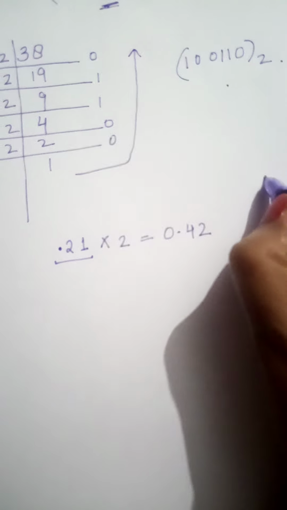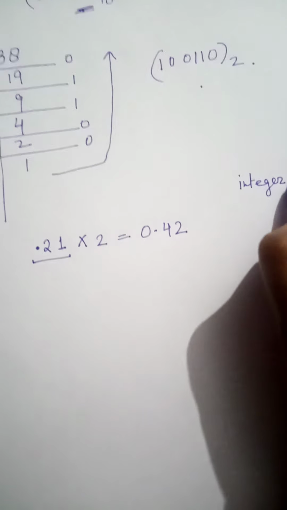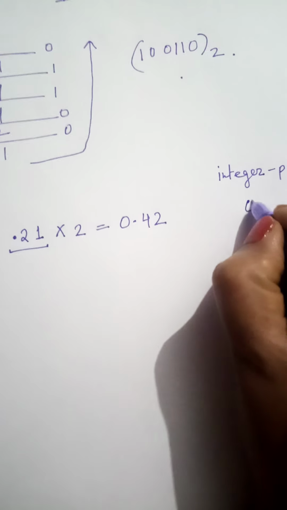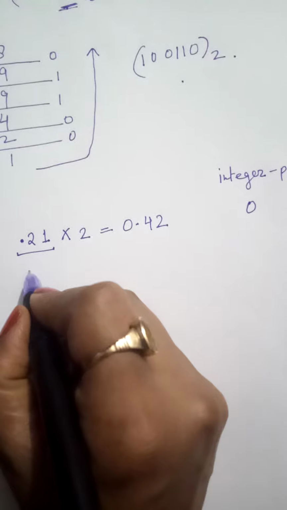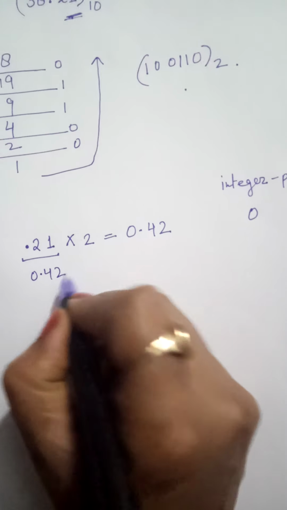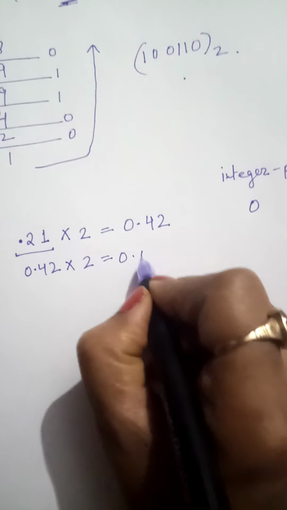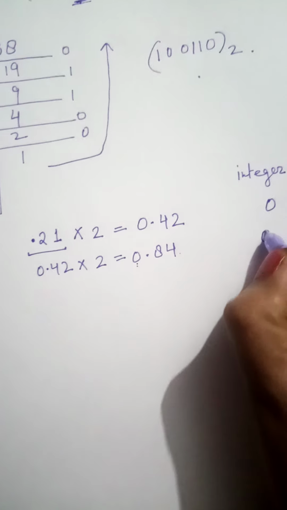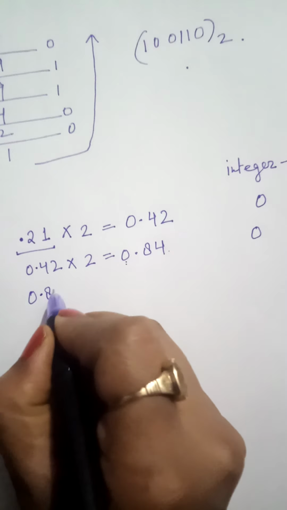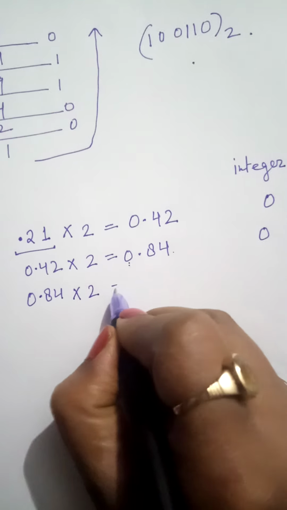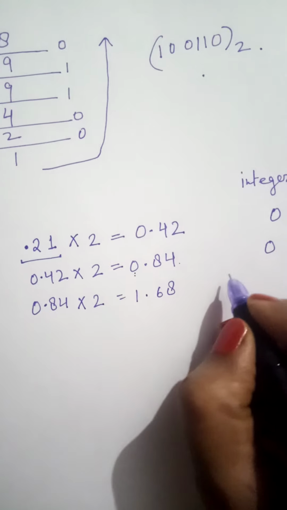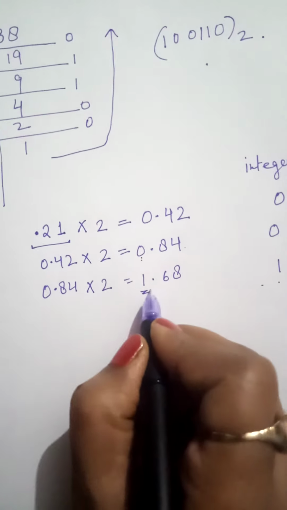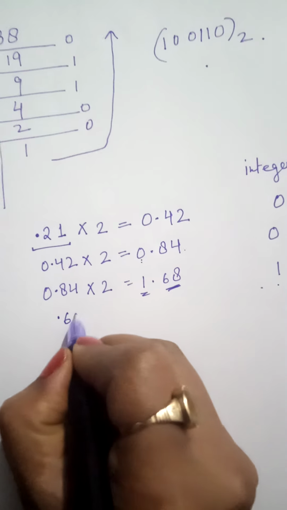What we need to do, we'll copy down the integer part over here on the right side. 0. Then again 0.42 into 2, 0.84, we'll write 0 as integer part. Then 0.84 into 2, so copy 1, integer part only you will be copying here. And now the fractional part is 0.68.